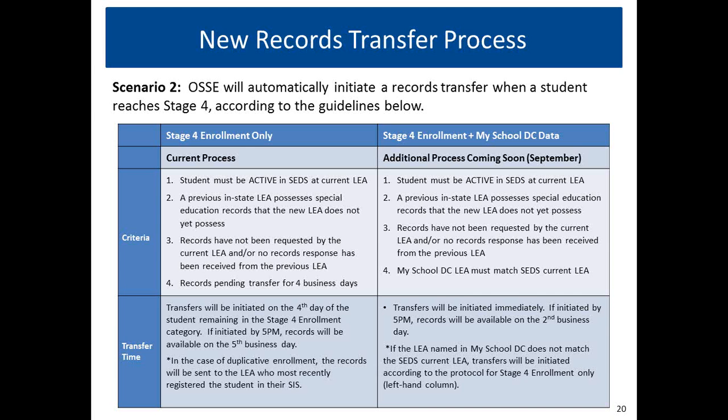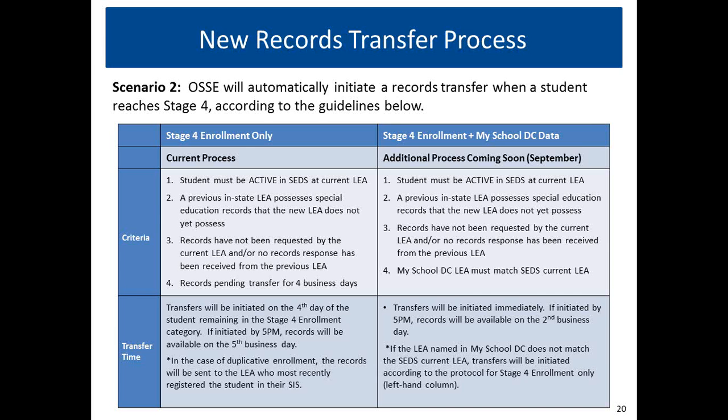Now, this process is happening now as we speak. Coming soon, an additional process has to do with My School DC. Several LEAs are part of the My School DC common enrollment form, where the parent provides a lot of information. And so My School DC expedites the ability for the parent to say, hey, I want you to have all this information about the student.